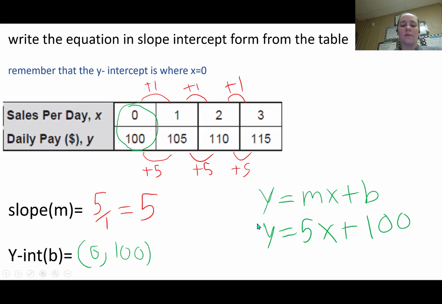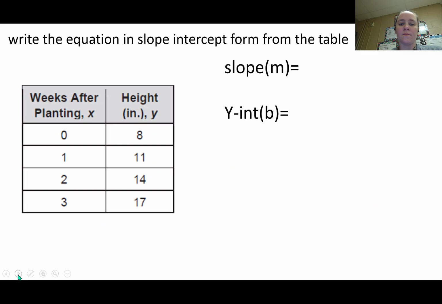Okay, so let's look at another one. Now remember, we do have another way to find slope, and I'll show you that in the next example. All right, so we're going to look for our slope. Remember, we can find slope this way. The difference between 8 and 11 is 3. 11 and 14 is 3. And 14 and 17 is 3. And I'm adding 1 over here.